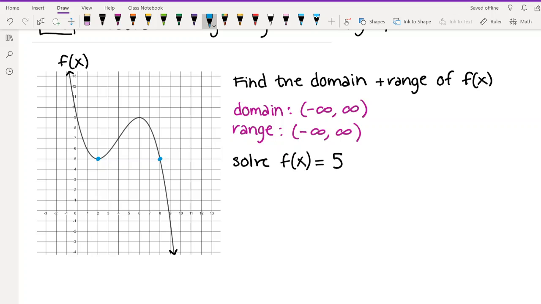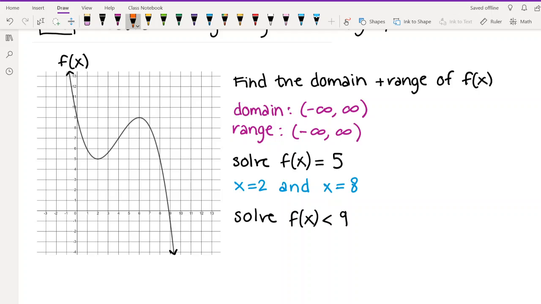We can see that we have x is equal to 2 and x is equal to 8. Another way of saying that would be that f of 2 is equal to 5 and f of 8 is equal to 5, right? Because when the input is 2 or 8, the output is 5. Okay, now moving on to an inequality. Let's solve f of x is less than 9.